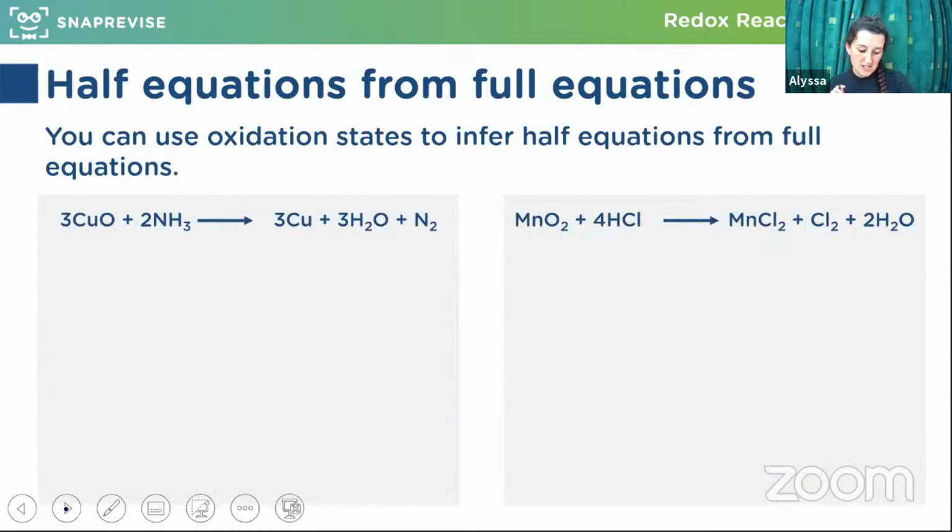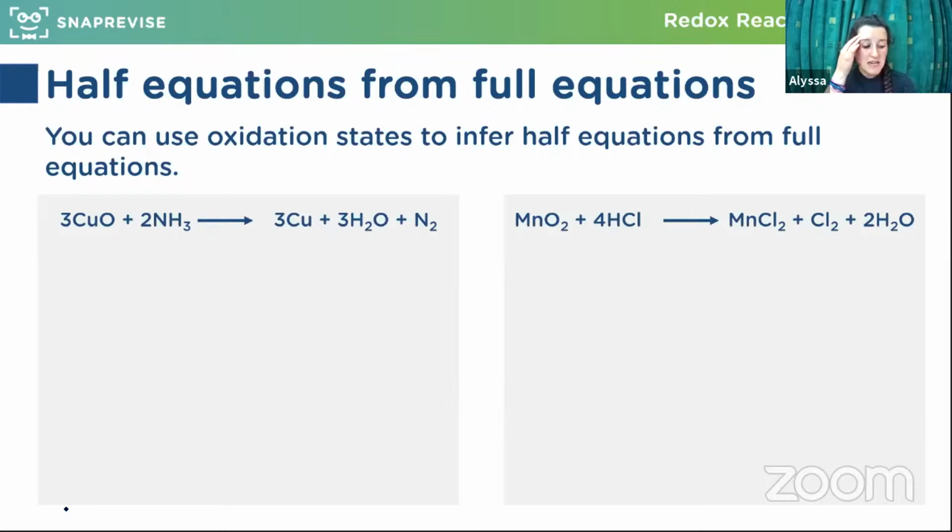Okay, I've just realized the time, so I'm going to need to speed up. Okay, so we can use oxidation states to infer half equations from full equations. That means we can work out what a half equation is going to be from the oxidation states and from a full equation. So let's work it out.